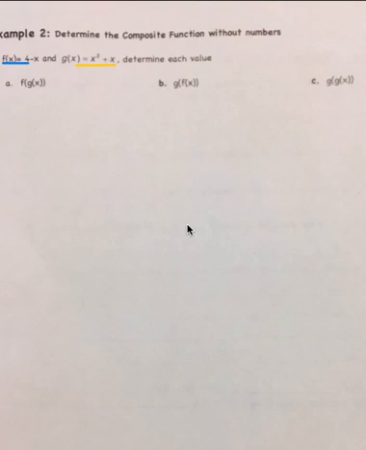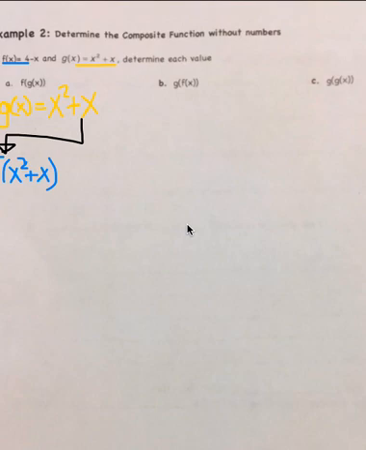Well, fortunately, we're already given g of x. We know that g of x is x squared plus x. This is now what I plug into f of x. So I go inside out. So now I need to find f of x squared plus x.